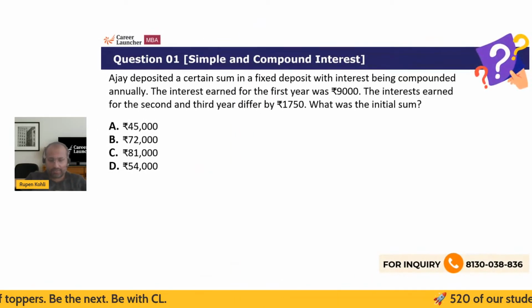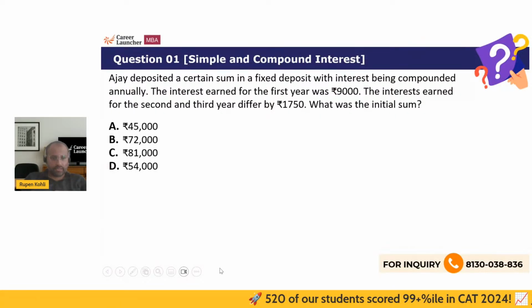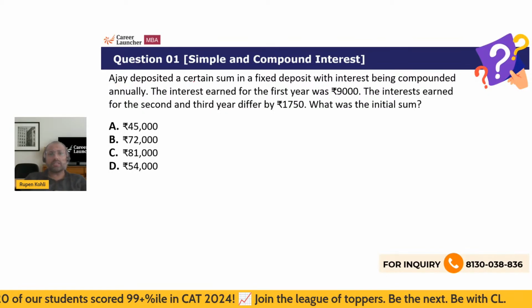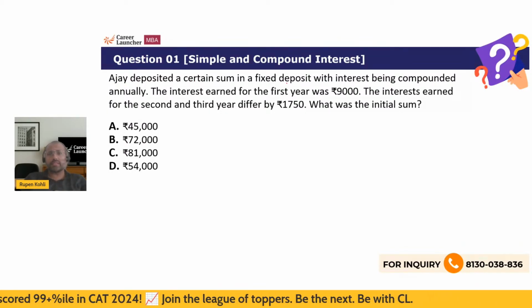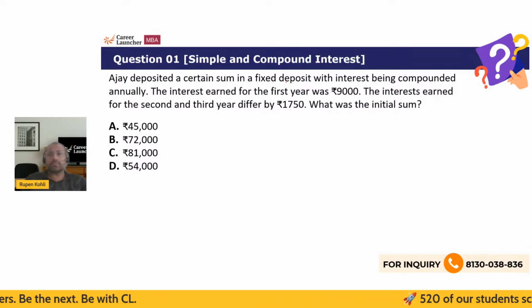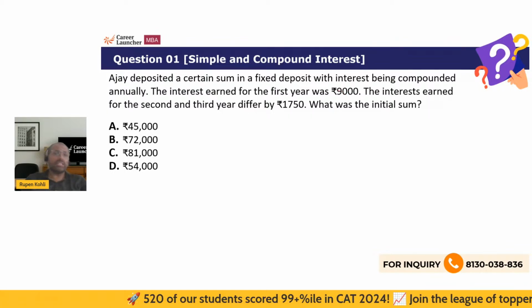Okay, so let's start with the session. Something on SICI, simple and compound interest. Ajay deposited a certain sum in a fixed deposit with interest being compounded annually. The interest earned for the first year was 9,000. The interest earned for the second and third years differ by 1750. You have to find the initial sum.